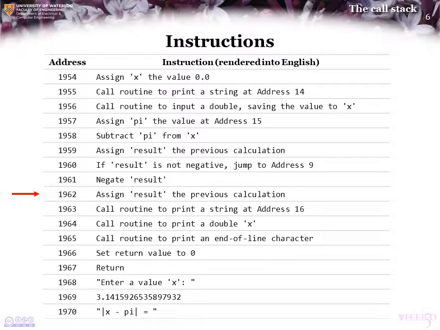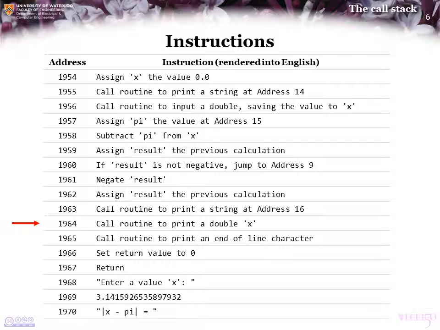Now, whether or not at instruction 1960 we jumped to 1963, or we are just executing the body of that conditional, in both cases we execute the next statement, which says call a routine to print the string at address 16, which is the absolute value of x minus pi is equal to whatever it is.